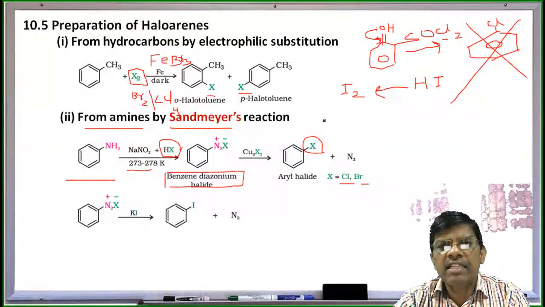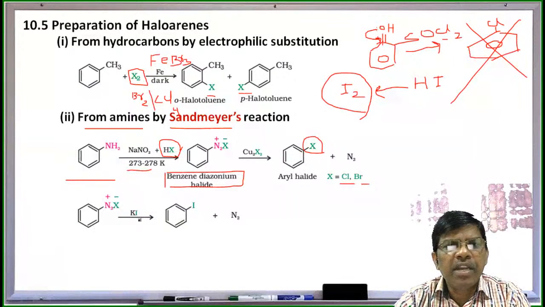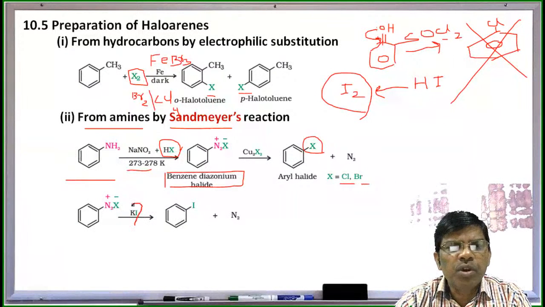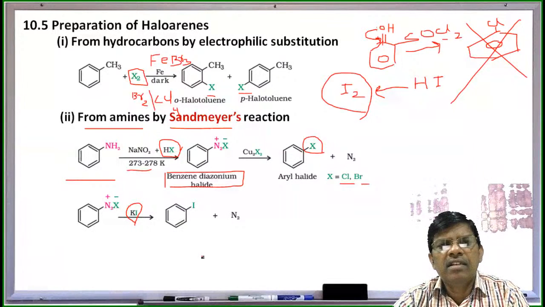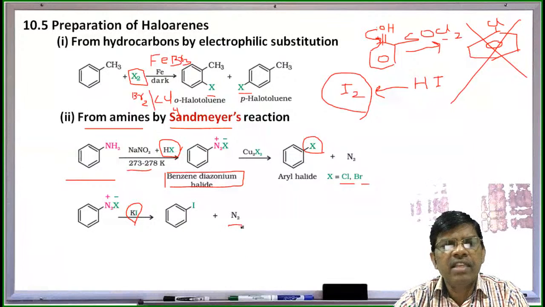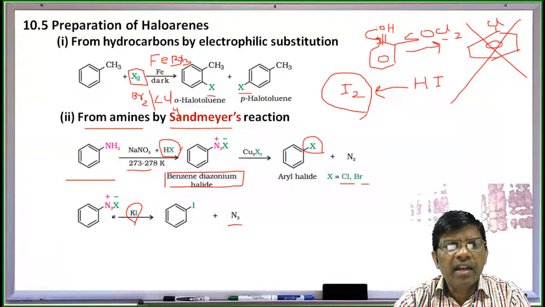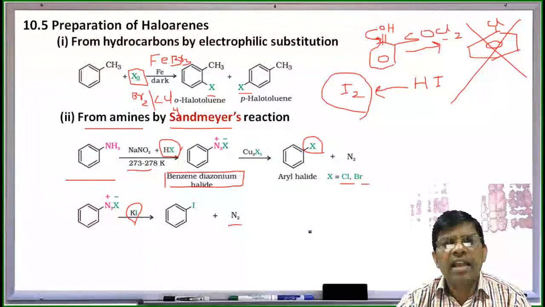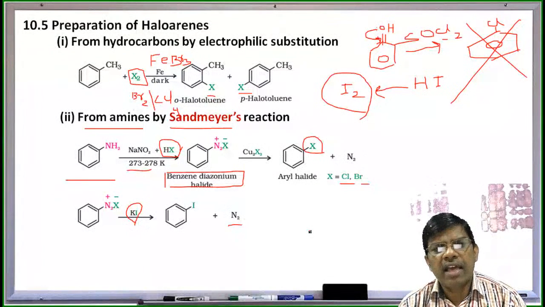Just now what I said, in this Sandmeyer reaction iodine can be introduced simply by treating with potassium iodide. Yes, iodine easily displaces nitrogen even with potassium iodide. So in this Sandmeyer reaction, what we are going to get? Chlorine, bromine and iodine compounds: aryl chlorides, aryl bromides or aryl iodides.